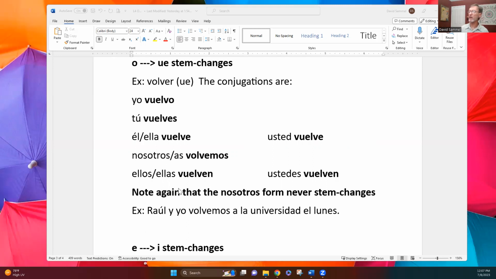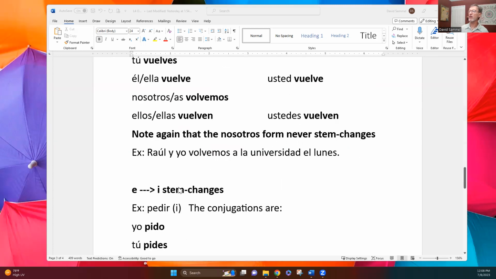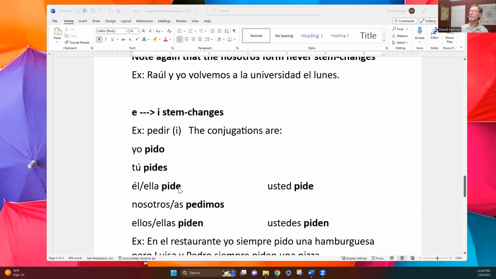Okay. Now, the last kind of stem changing verb is an I stem changing verb. And we'll take a look at this. The E in certain verbs changes to an I. The verb pedir means to request something, to ask for something, or to order your food in a restaurant. It's an I stem changing verb.